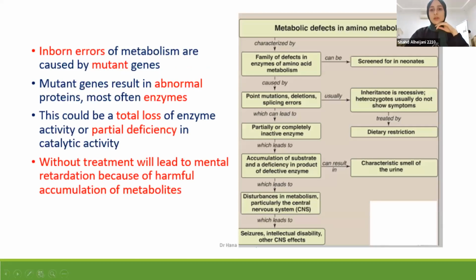Okay. So we said we'll be discussing metabolic defects. So what does that mean? First, it's basically inborn errors of metabolism. What causes those inborn errors? We start with mutations in the gene. This mutation could either be a point mutation, deletion, or splicing error, for example.